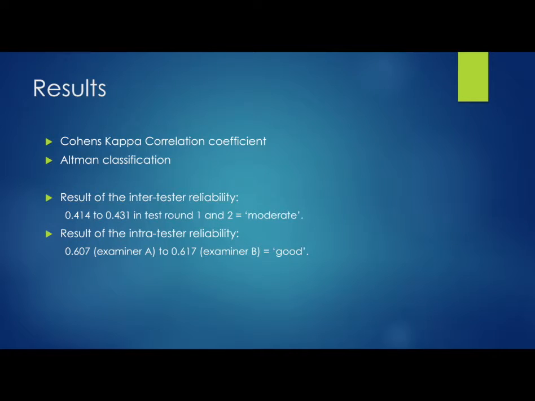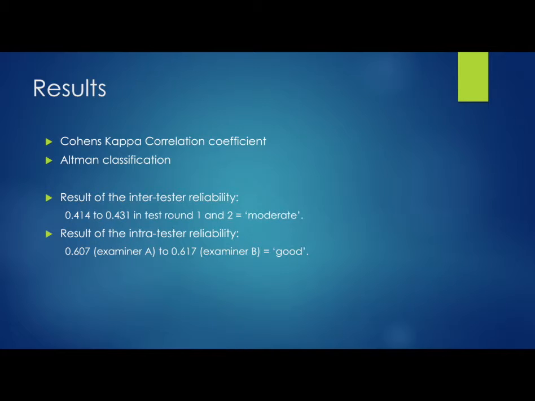Cohen's kappa correlation coefficient was used to define the inter- and intra-tester reliability. It is a standard value and measures the agreement between two raters. It is found to be a more robust measure compared to percent agreement calculation, since kappa correlation takes into account the possibility of the agreement occurring by chance. The Altman classification was used to determine the kappa value once it was calculated for each reliability.